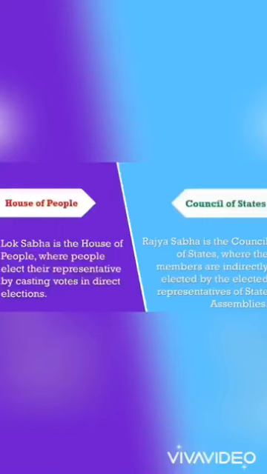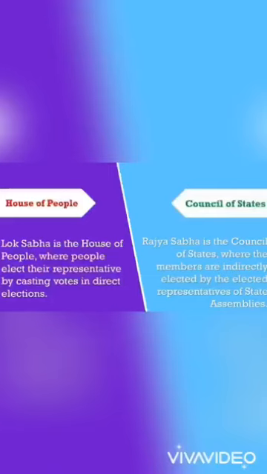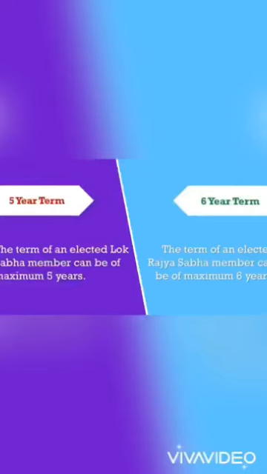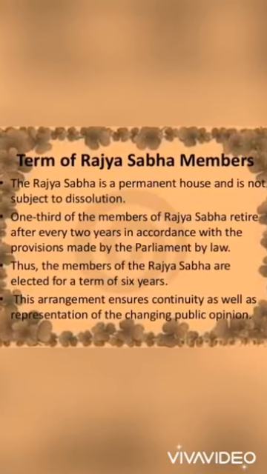Election. Members of the Lok Sabha are elected through direct election by the adult citizens of the country, known as universal adult franchise, whereas members of the Rajya Sabha are elected through indirect election by the members of legislative assemblies of the states. Term. The normal duration of Lok Sabha is 5 years, but it can be dissolved earlier. The Rajya Sabha is a permanent house, not subject to dissolution. Every second year, 1/3 of the members of Rajya Sabha retire. So the term of a member of Rajya Sabha is 6 years.